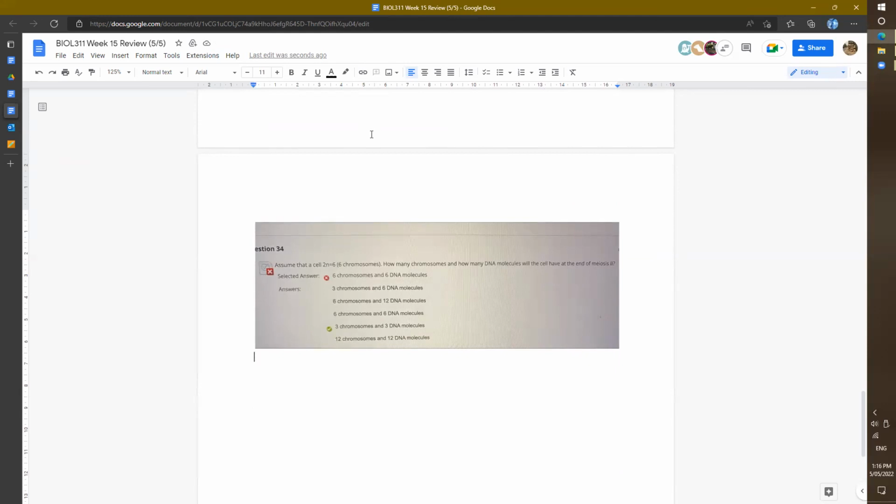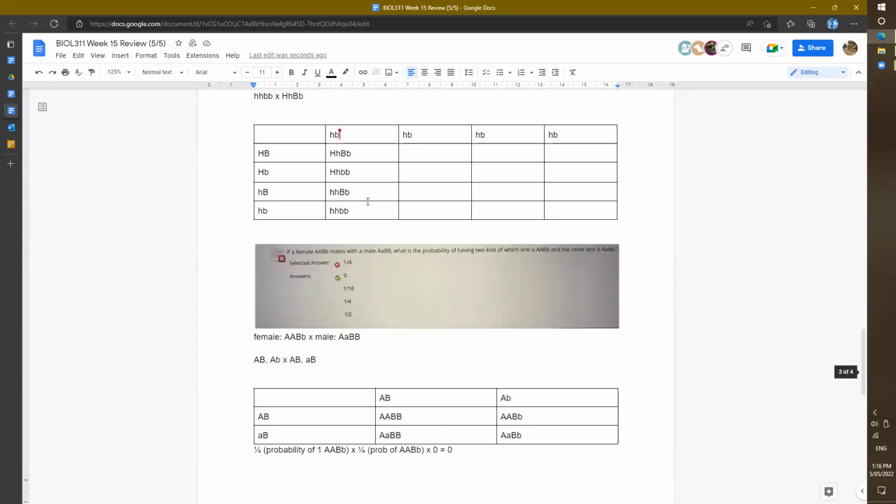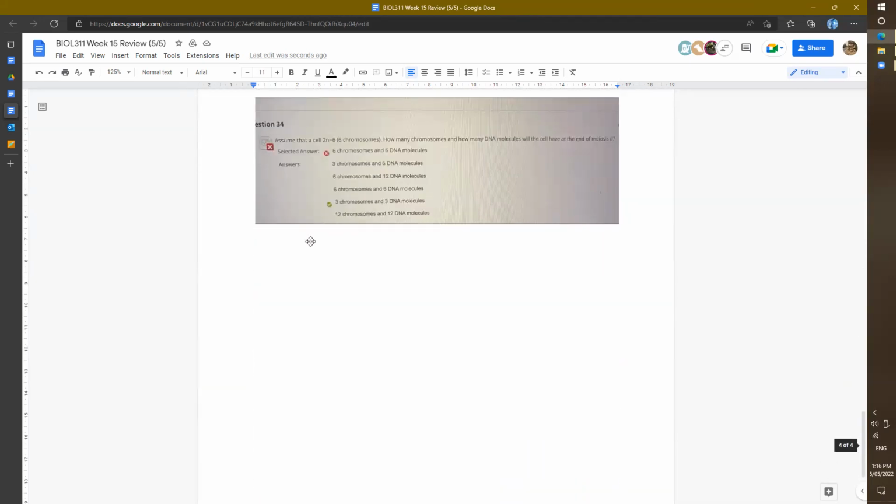All right, so basically we know that our cell is 2n equals 6. So what does the 2n tell us? What ploidy does it tell us about? Yep, so diploid. And so since we're talking about meiosis, what happens to the ploidy of our organism when it undergoes meiosis?